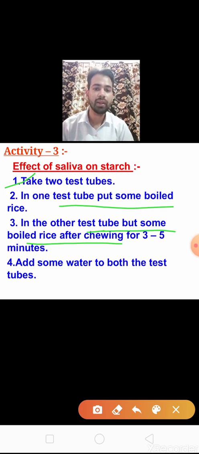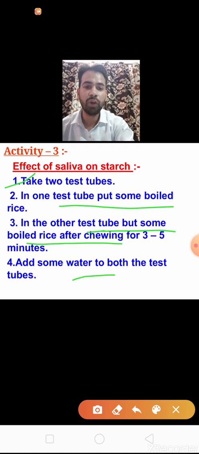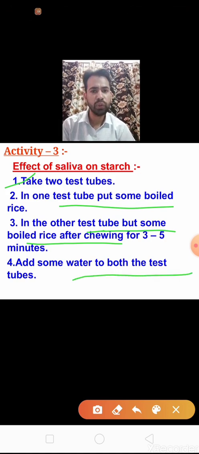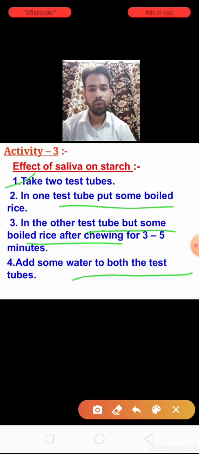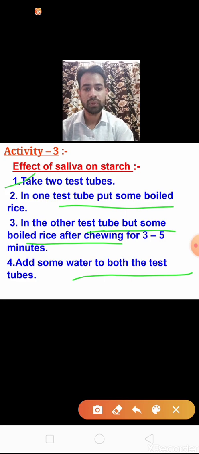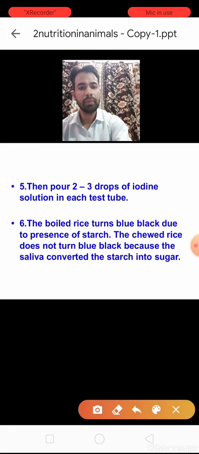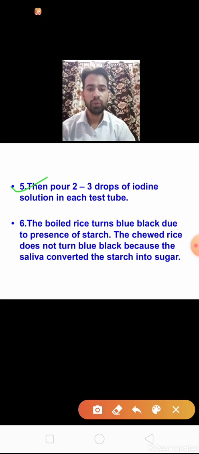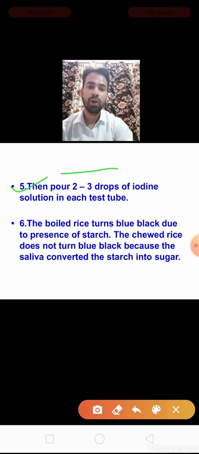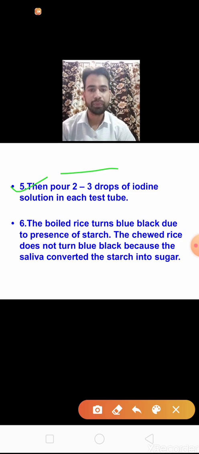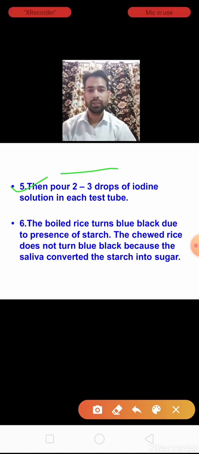Okay, now number 4, add some water to both the test tubes. Like 2-3 ml of distilled water, add to both the test tubes. Okay, number 5, then pour 2-3 drops of iodine solution in each test tube. Okay, now observation and result.